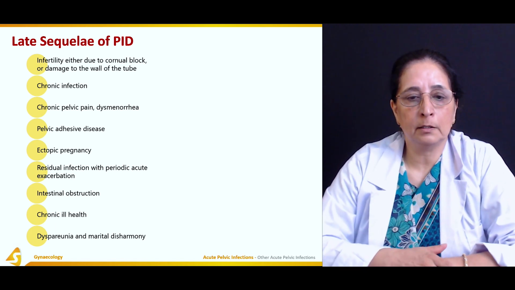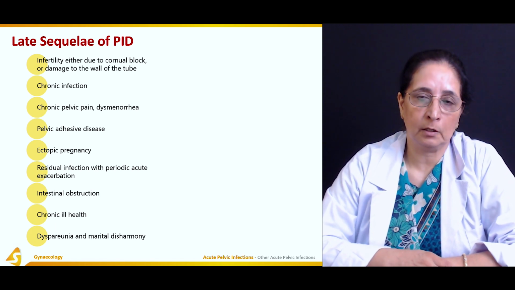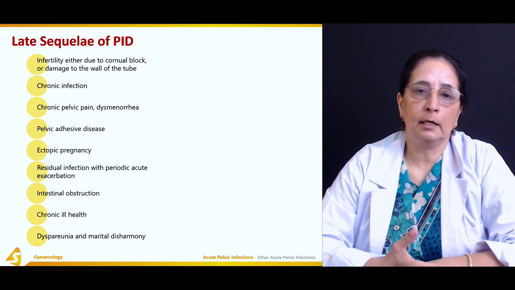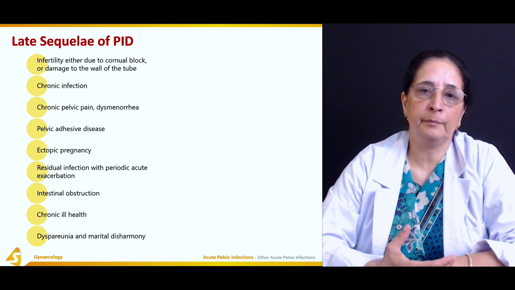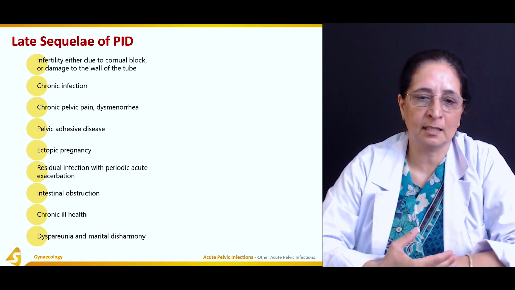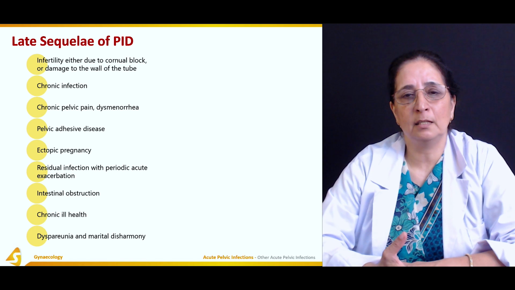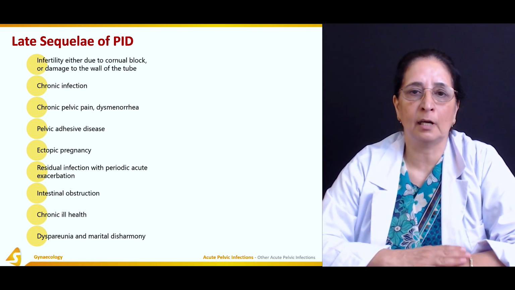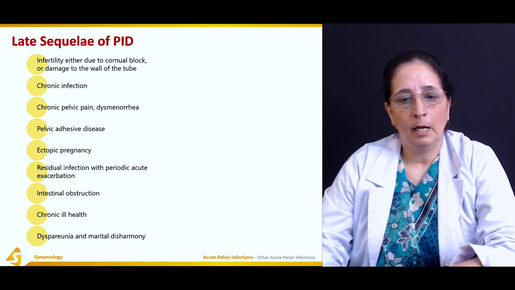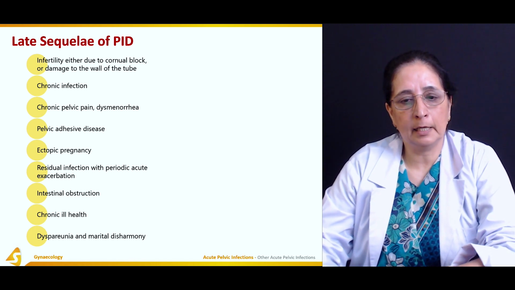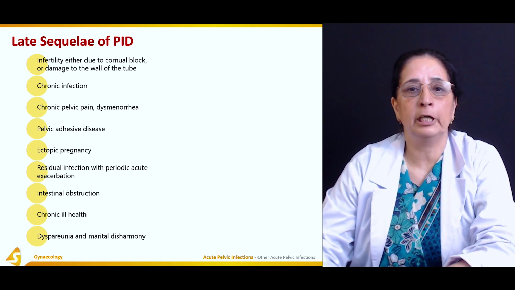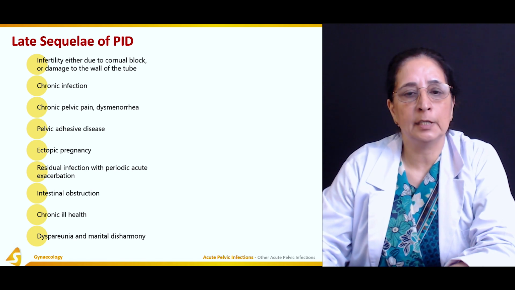Then intestinal obstruction can also be present because of adhesion formation, and due to all these complications, usually the patient presents with very ill health. There is generalized weakness, wasting, pallor, anemia, so all these conditions are present. Dyspareunia, painful intercourse, is present, and that can lead to marital problems also. So these are all the late complications of pelvic inflammatory disease.